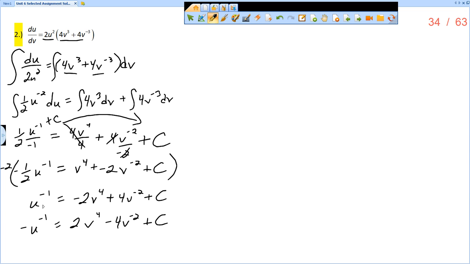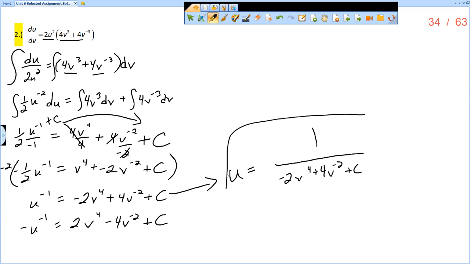Now, you'll notice that none of these are explicitly solved for u. In order to do that, I would take this version, where this is u to the negative first, which is really 1 over u. So I want to take the reciprocal of both sides. So I get that u would be 1 over negative 2v to the fourth plus 4v to the negative second plus c. That would be my explicit solution.